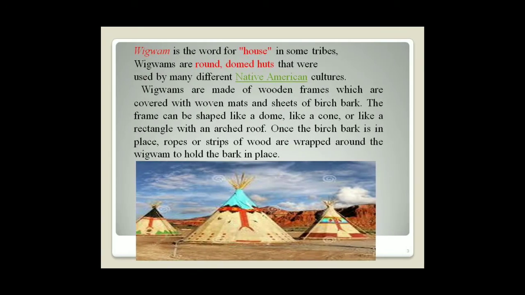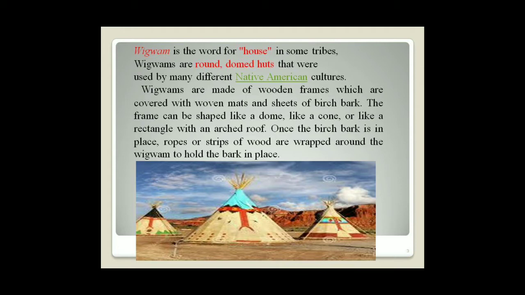Then children, you are going to learn one new word, that is wigwam. So what is this wigwam? Wigwam is a word for house in some tribes. Wigwams are round, domed huts that were used by many different Native American cultures. As in this picture also you could see, wigwams are made of wooden frames which are covered with woven mats and sheets of birch bark.